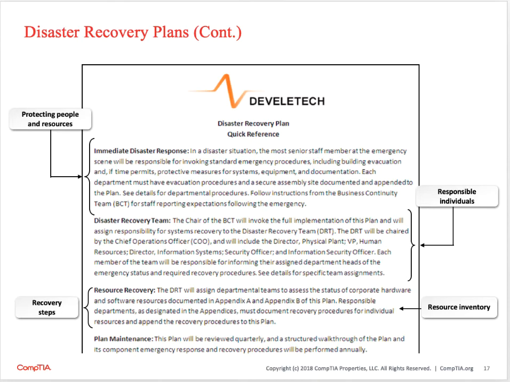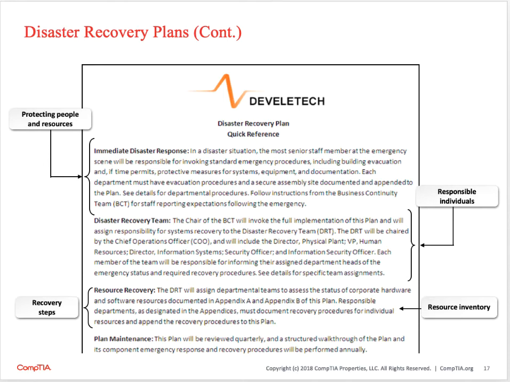So here we have a quick overview, a quick reference. Here we have our immediate response plan and what people and resources are going to be protected in this case, followed by our responsible individuals. So the chair is going to invoke it, and then the people that are going to be assigned to the disaster recovery team, and then we're going to have a resource inventory.